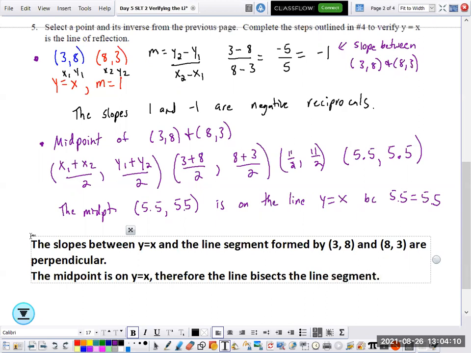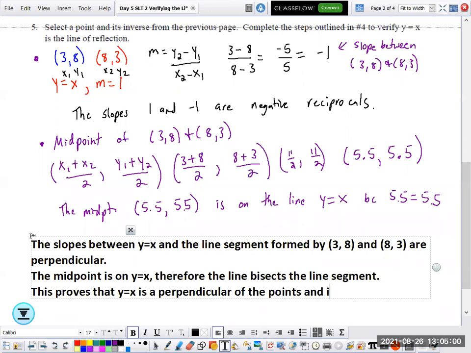Okay, so again, the conditions I'm trying to clearly explain using good math language are, number one, the line segment and y equals x are perpendicular. Number two, y equals x bisects the line segment. By showing the midpoint of the line segment is on the line, that means the line bisects it. You put those two things together, this proves that y equals x is a perpendicular bisector of the points, and is the line of reflection.